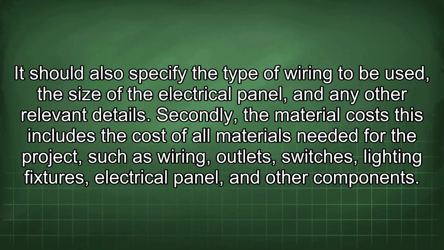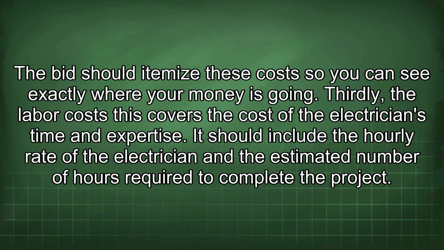Secondly, the material costs. This includes the cost of all materials needed for the project, such as wiring, outlets, switches, lighting fixtures, electrical panel, and other components. The bid should itemize these costs so you can see exactly where your money is going. Thirdly, the labor cost. This covers the cost of the electrician's time and expertise. It should include the hourly rate of the electrician and the estimated number of hours required to complete the project.